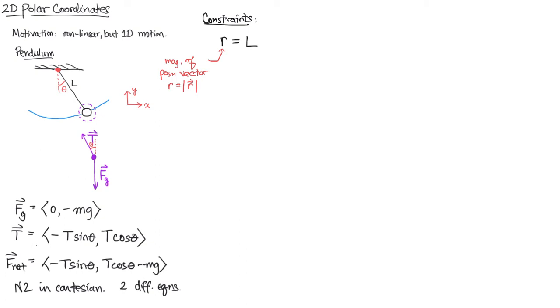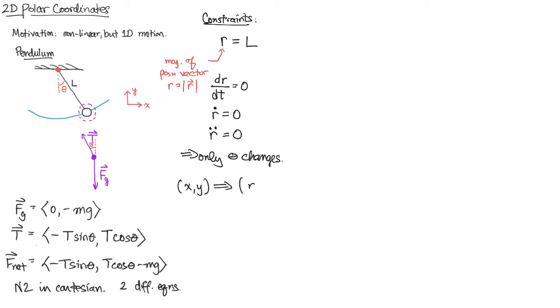So right there we can see that there's going to be this nice constraint that the time derivative of r is 0 because r is a constant. So using our dot notation, we can say r dot is 0, and of course if r dot is 0, then r double dot is also going to be 0. In other words, only the angle changes. Okay. So that's motivating us to go from an x and y coordinate system to an r and theta coordinate system. Sometimes we prefer to use the symbol phi for polar coordinates.